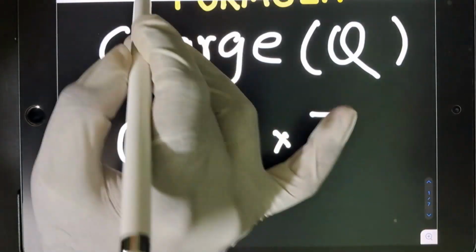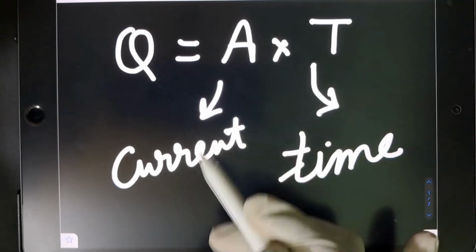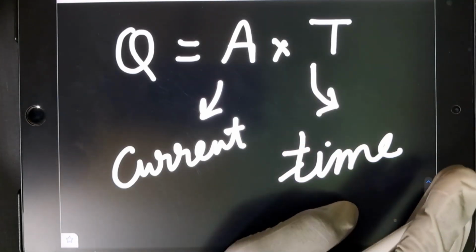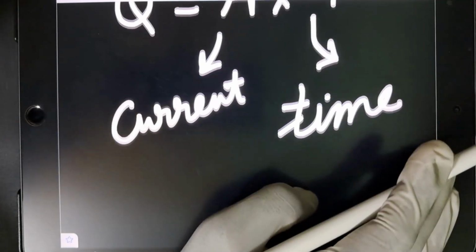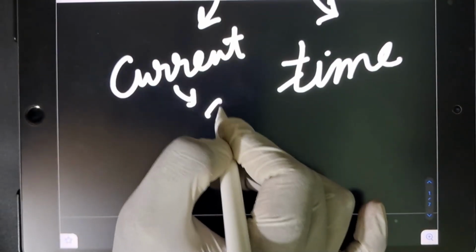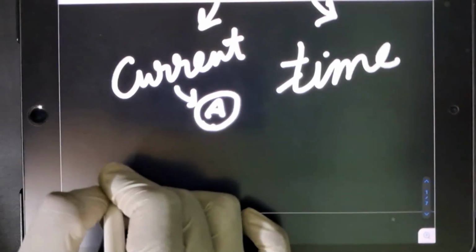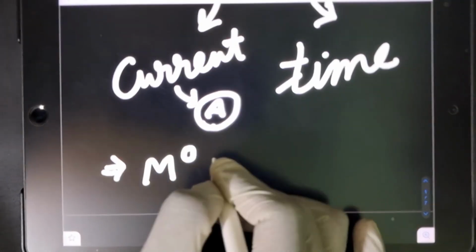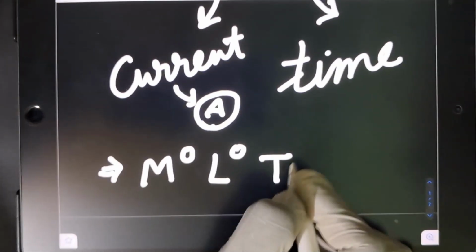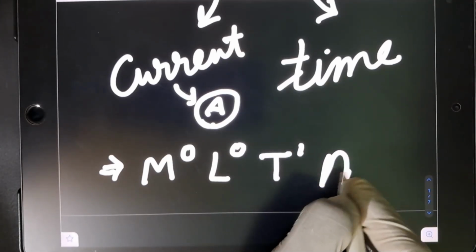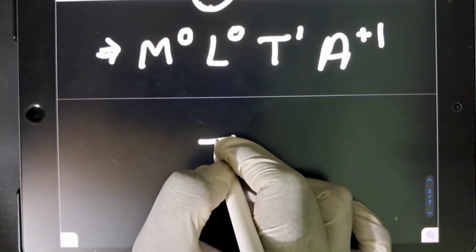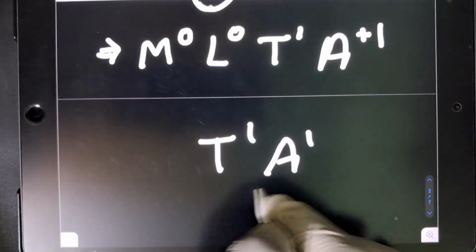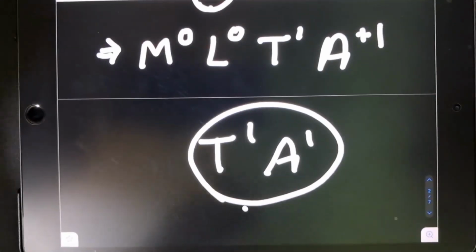To find the dimensional formula of charge denoted by the letter Q, Q is equal to A into T. Here A represents current, T represents time. So we get A into T as the dimensional formula. A power 1, current represented by A, T represents time, M power 0, L power 0, T power 1, A power 1. It's so simple. Q is equal to A into T, current into time. Charge is equal to current into time.